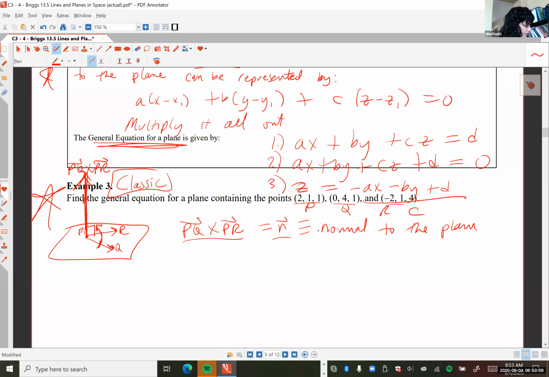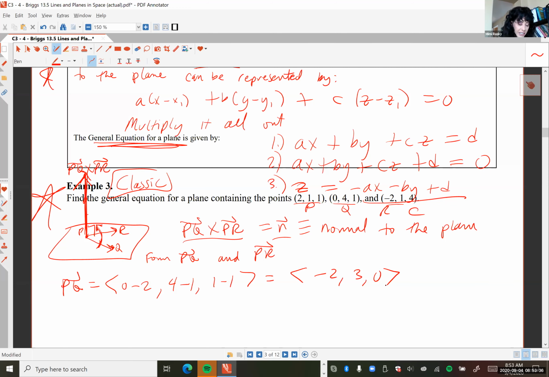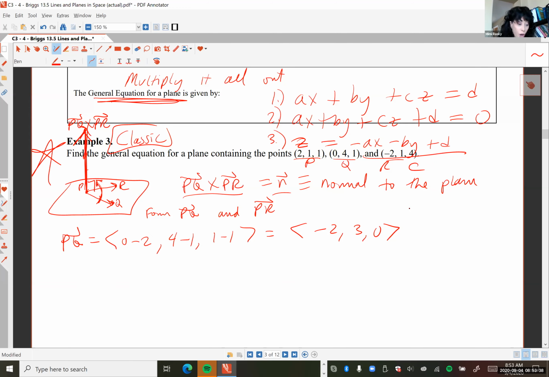So I'm going to do this in order. So first, form PQ and PR. And remember, terminal minus initial, okay? So the PQ vector, given the points P, Q, and R the way I've denoted them, and you can label them how you want, because again, it doesn't matter. You could have formed the vector QP instead, and still, as long as you take a cross product, you're good. 4 minus 1, 1 minus 1. And using the arithmetic here, I get this vector, negative 2, 3, 0, in component form.